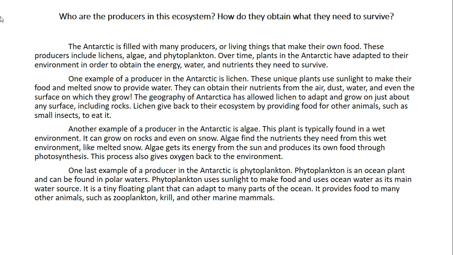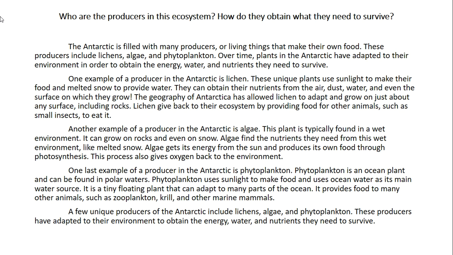One last example of a producer in the Antarctic is phytoplankton. Phytoplankton is an ocean plant and can be found in polar waters. Phytoplankton uses sunlight to make food and uses ocean water as its main water source. It is a tiny floating plant that can adapt to many parts. It provides food to many other animals, such as zooplankton, krill, and other marine mammals.